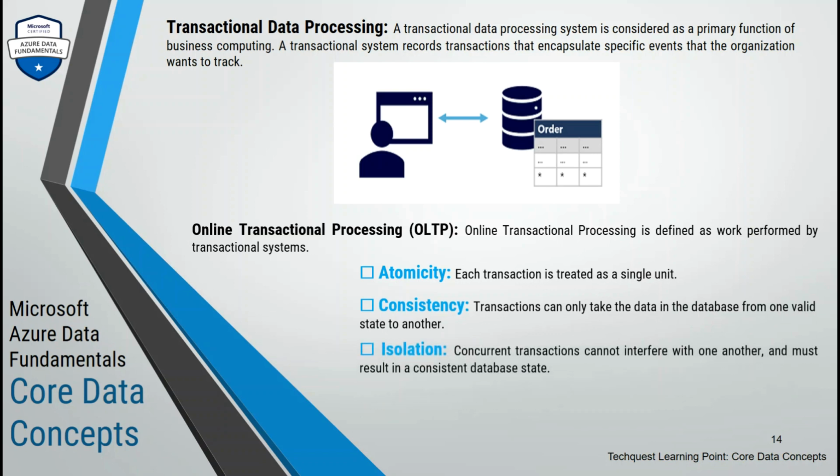Isolation: concurrent transactions cannot interfere with one another and must result in a consistent database state. For example, while the transaction to transfer funds from one account to another is in process, another transaction that checks the balance of these accounts must return consistent results. The balance checking transaction cannot retrieve a value for one account that reflects the balance before the transfer and a value for the other account that reflects the balance after the transfer.